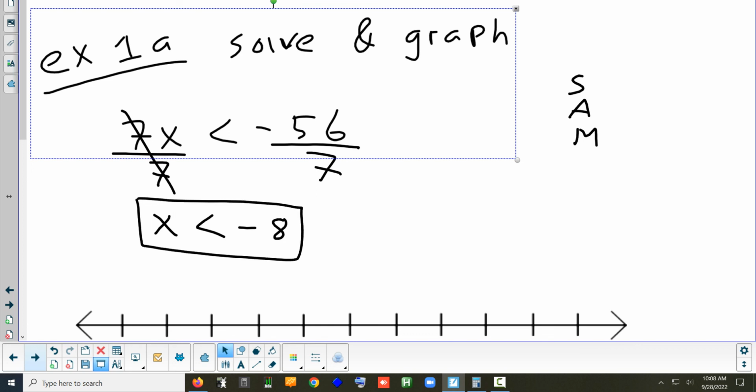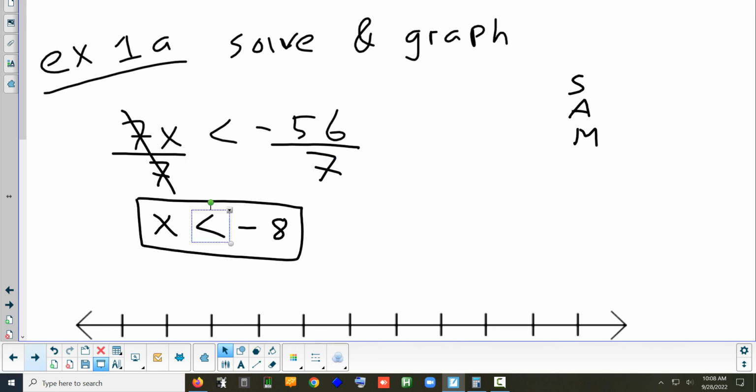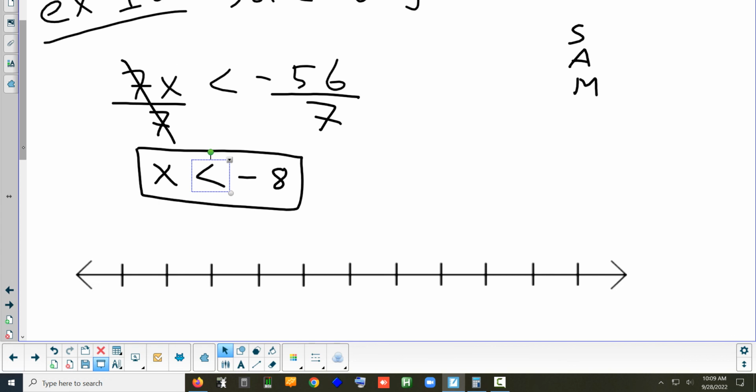And that's your answer. Is that the way we like it set up? Yeah. We've got the letter, we've got the symbol, and we've got the number. If it's set up that way, what does this symbol tell us? About Finnegan, what does that symbol tell us? That negative 8 is greater than x. Well, in terms of my graph.